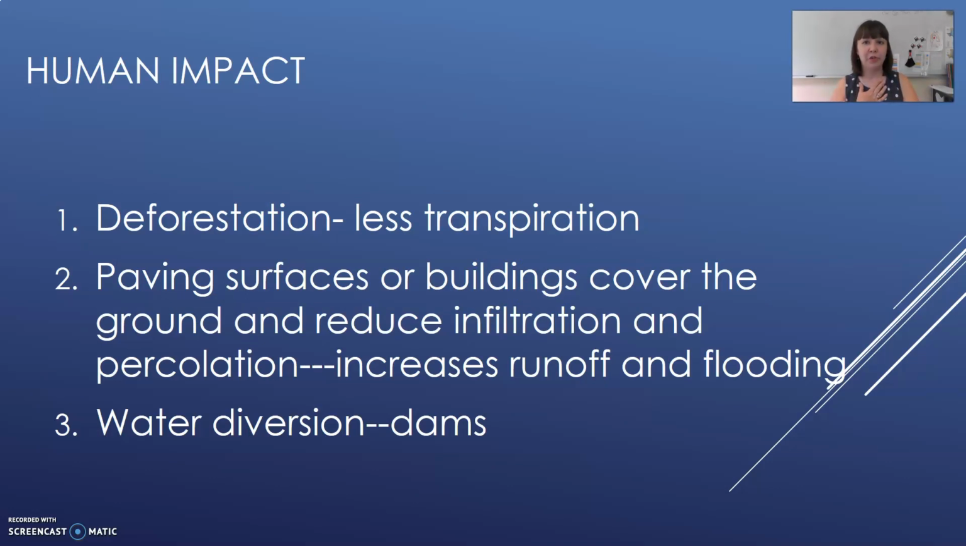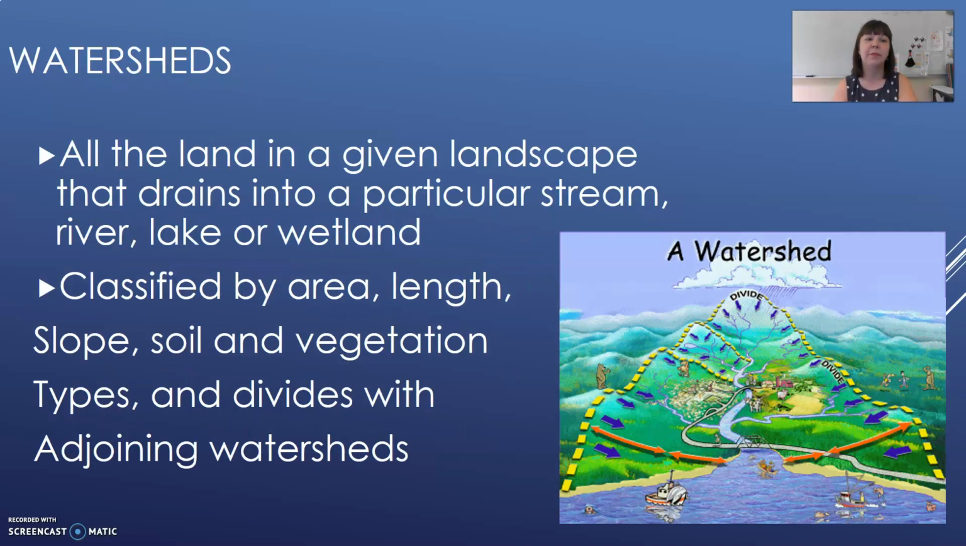We can impact the hydrologic cycle. One way is deforestation. With less plants, then we have less transpiration. We can also block infiltration. We can pave surfaces, we can build buildings, and that doesn't allow that water to soak in. It reduces the infiltration and the percolation and increases the runoff and flooding. And then we can also divert water in our rivers, lakes, and streams with dams, and that changes the location of our water and how much water is collected at a site.